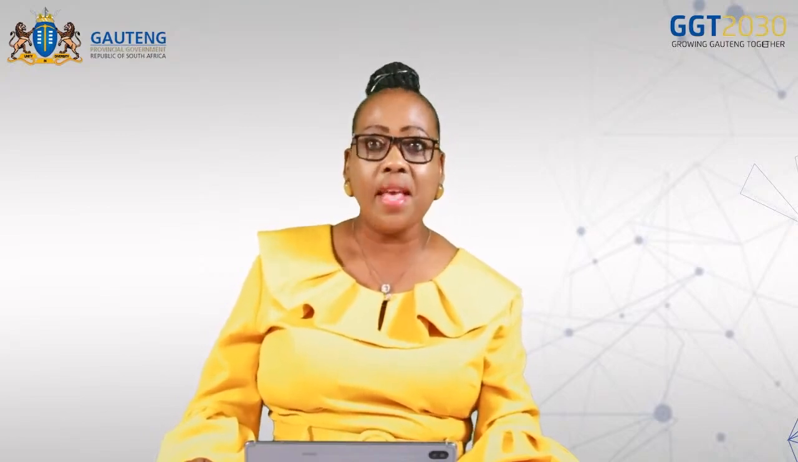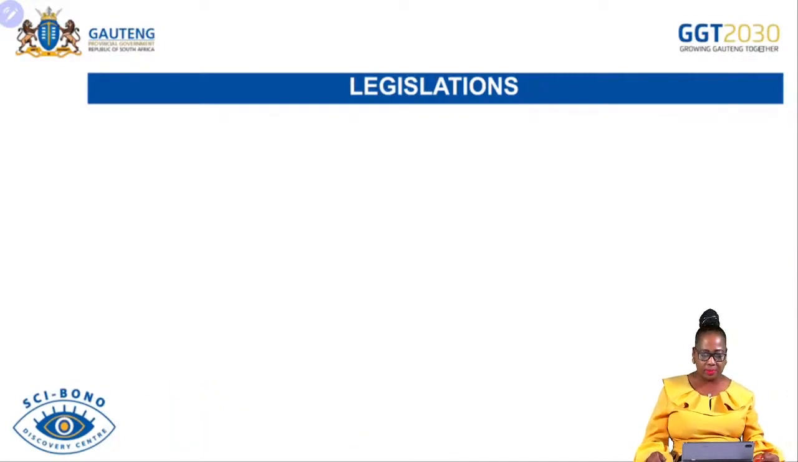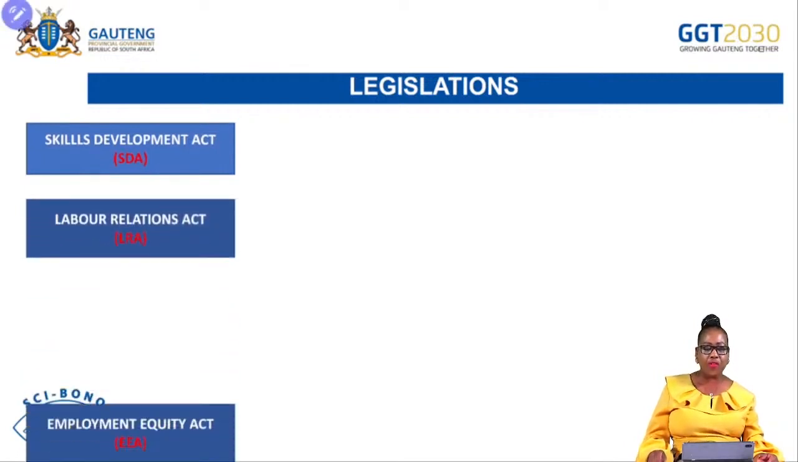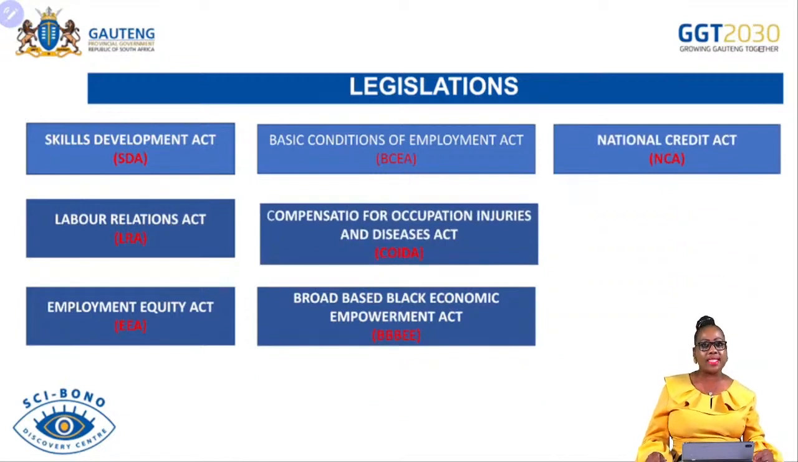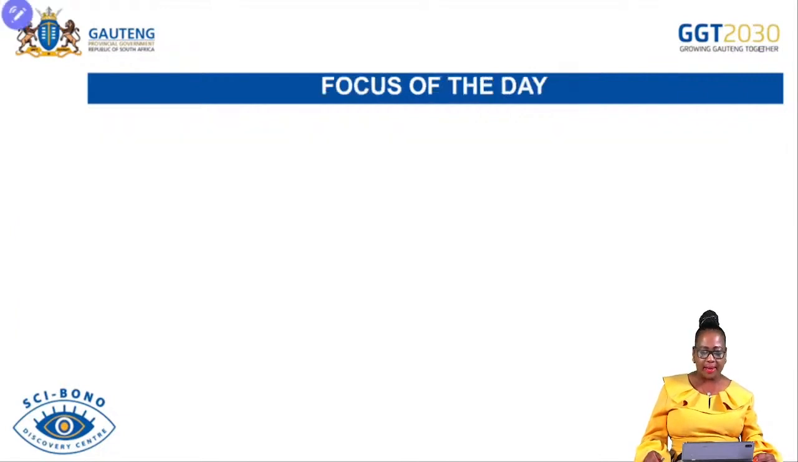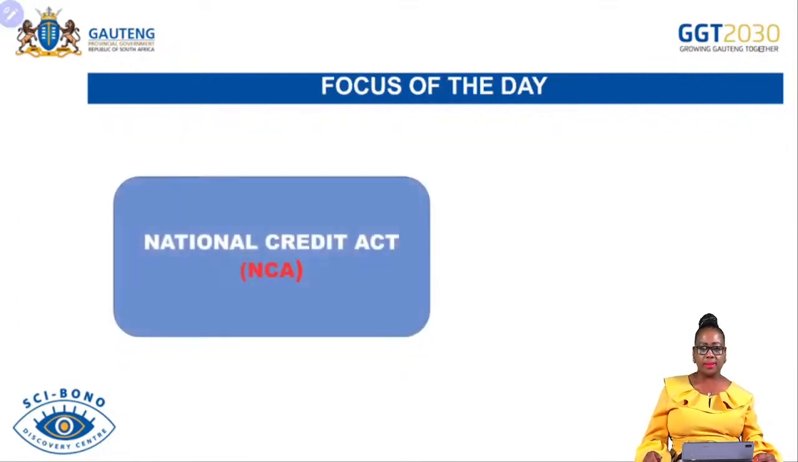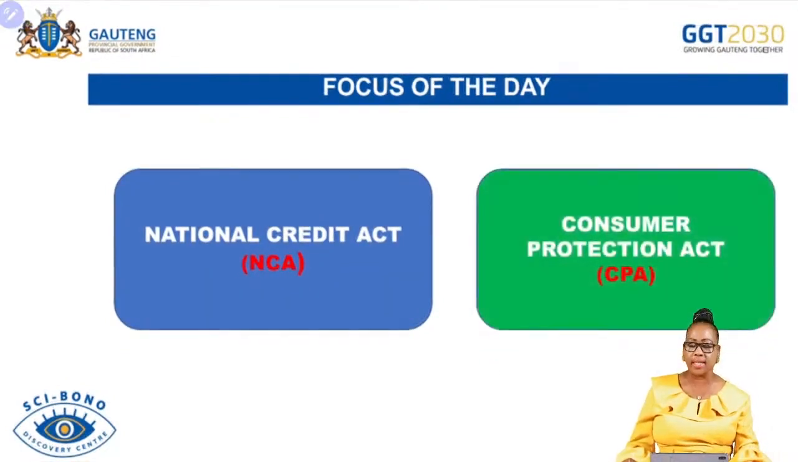Today we are proceeding with our topic, which is the impact of recent legislation on business. From the previous two lessons, we have already covered 6 acts out of 8. All these acts are going to be assessed as contextual questions as well as essays. This includes the last 2 acts. The focus of today's lesson is the National Credit Act and the Consumer Protection Act.